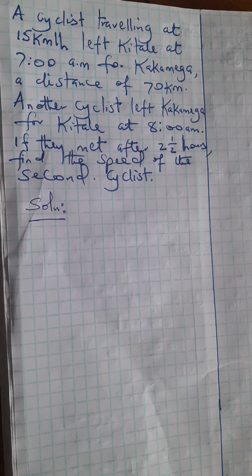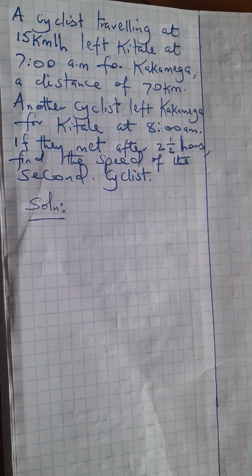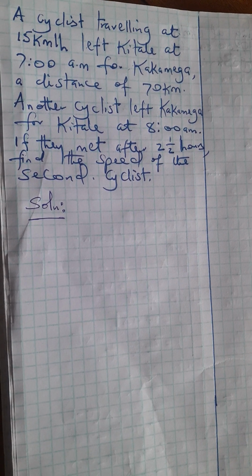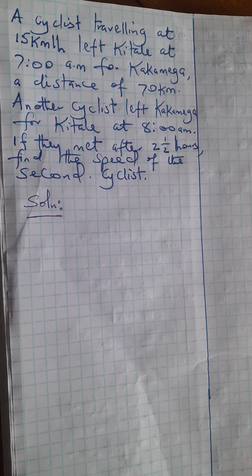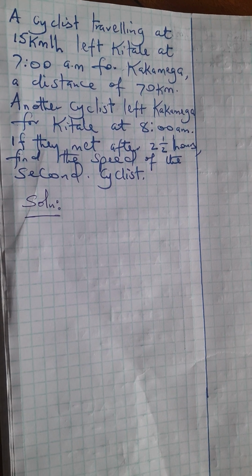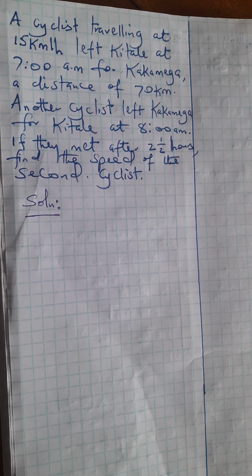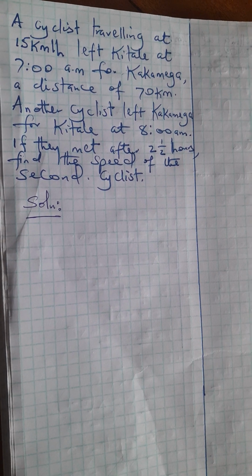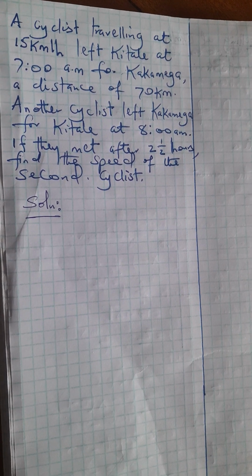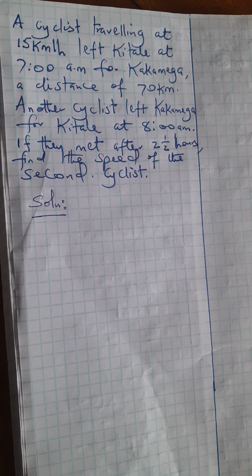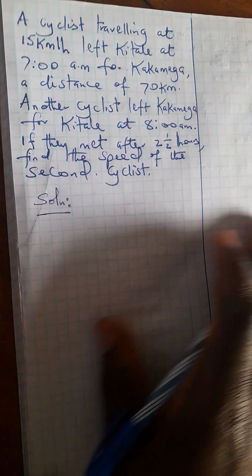for Kakamega at a distance of 70 kilometers. Another cyclist left Kakamega for Kitale at 8 a.m. Then, if they met after 2.5 hours, find the speed of the second cyclist. So you can just sketch what is happening here.